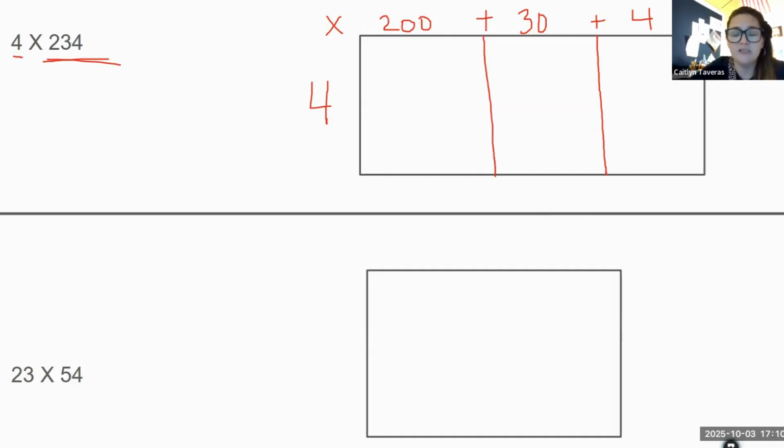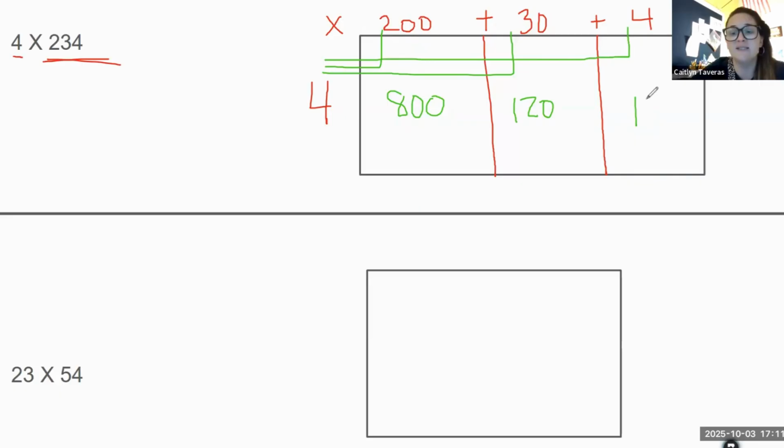So the way I teach my students is wherever our numbers cross, that's what we're going to multiply. So for example, we're going to go 4 times 200. We know 4 times 2 is 8. And then since we're doing it times 200 instead of 2, we add the 2 zeros. Then we're going to do 4 times 30. 4 times 3 is 12. And there's 1 zero because it's times 30 instead of times 3. And then we're doing 4 times 4, which is 16. Does not mean we're done.